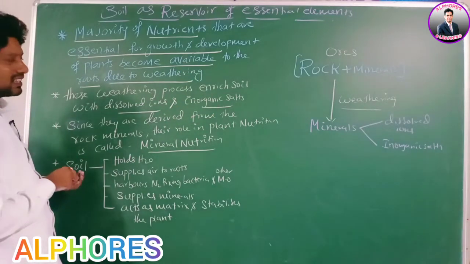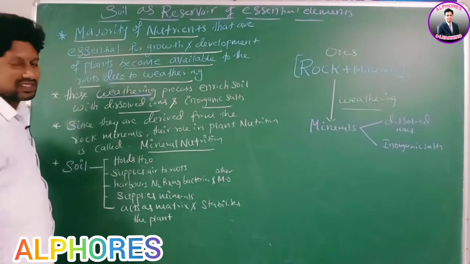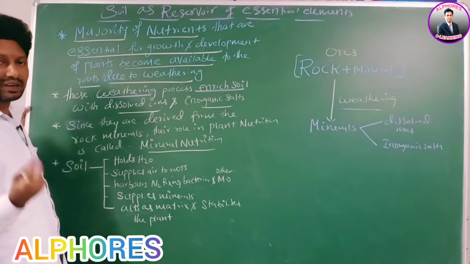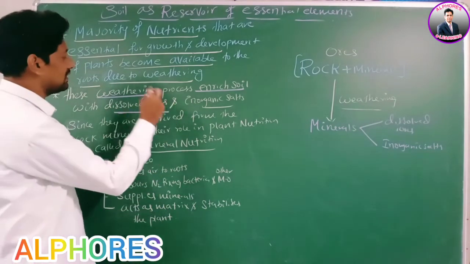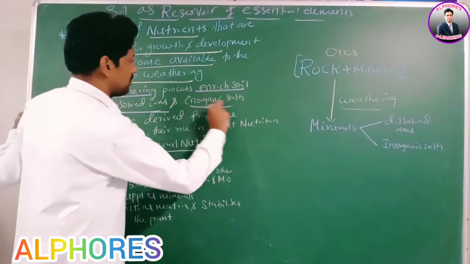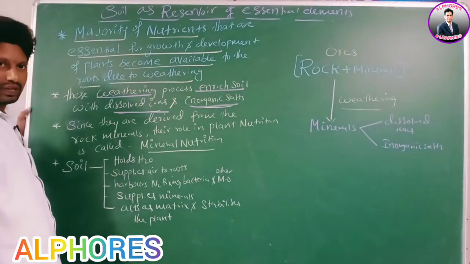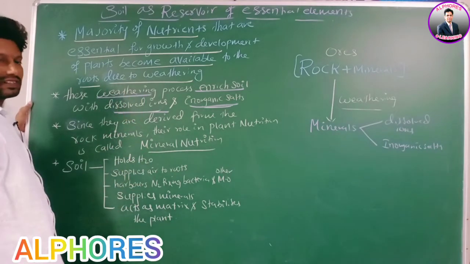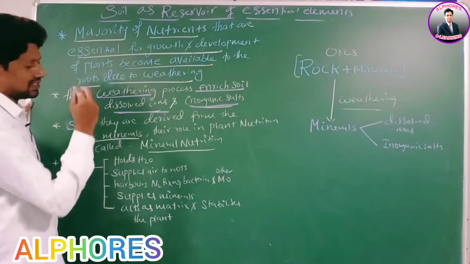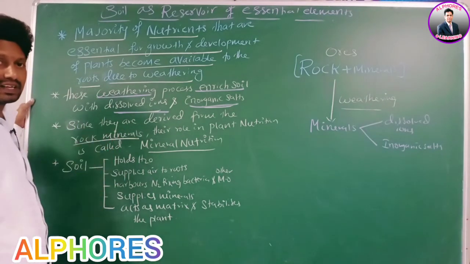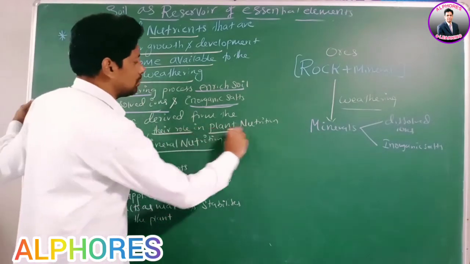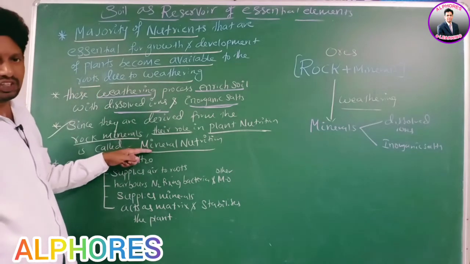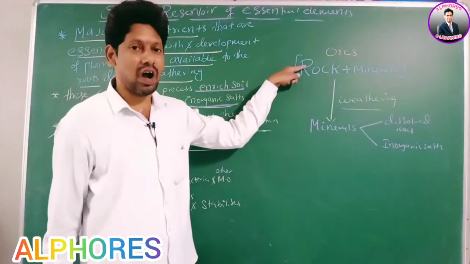When this weathering takes place, the soil becomes rich. Soil becomes rich in what, sir? Minerals. Those minerals are present either in the form of dissolved ions or in the form of inorganic salts. Since these minerals are derived from rock, yes or no? These minerals are derived from where, sir? Rock, and they have a role in plant nutrition, right? So it is called as what, sir? Mineral nutrition.